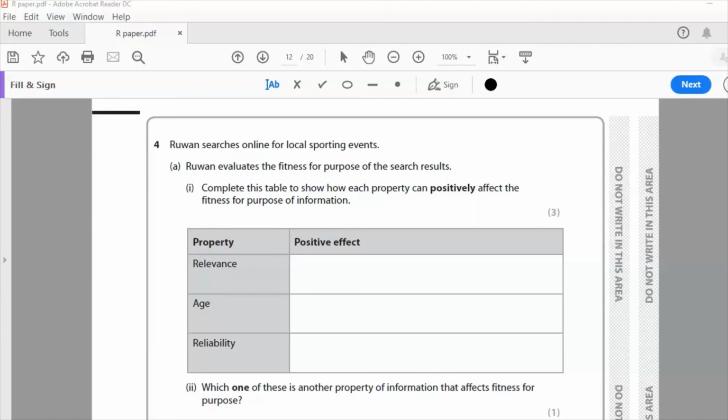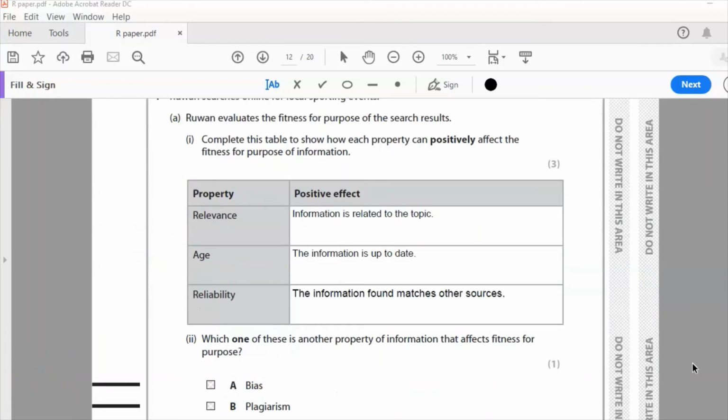And reliability. So information is repeatable. So you can search it on other sites and it brings up similar information. It's not conflicted. And then we know it's reliable. So here's my answer. Relevant, information is related to the topic. Age, information is up to date. And reliability, it matches other sources. So if I go and cross-check it against another website, it comes up with the same response.